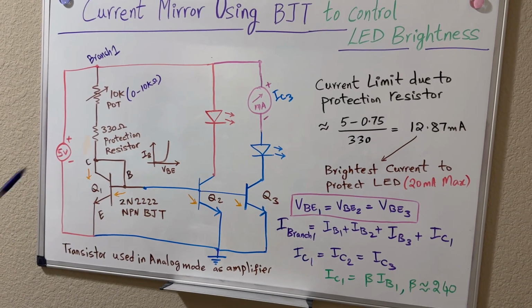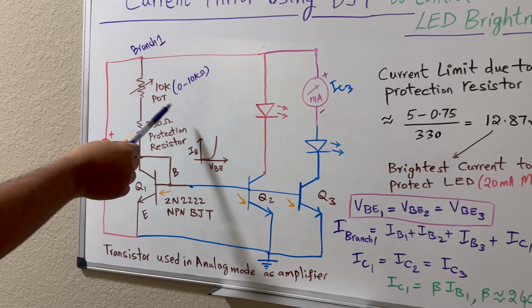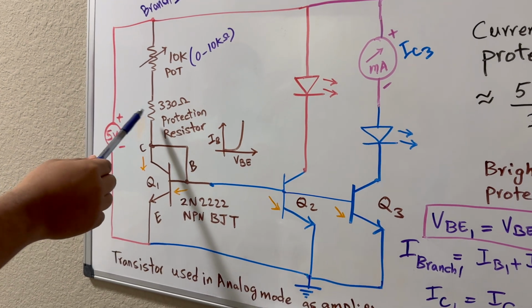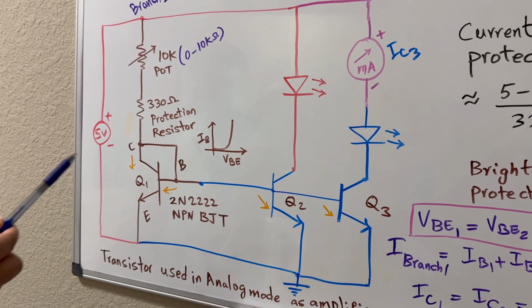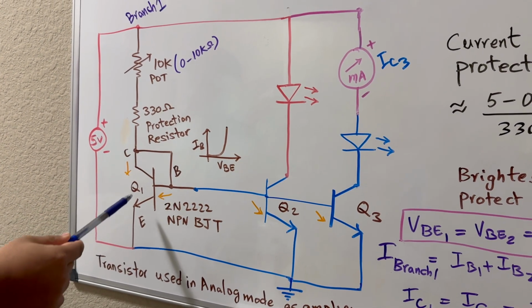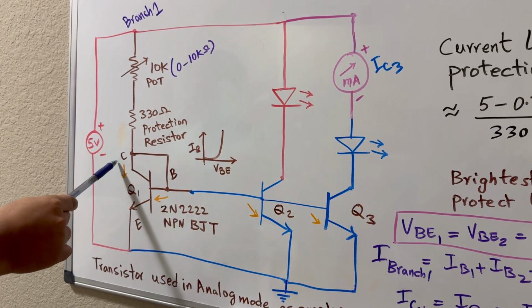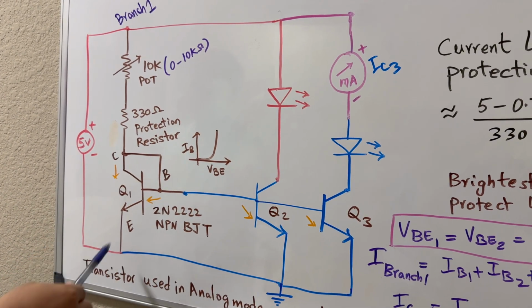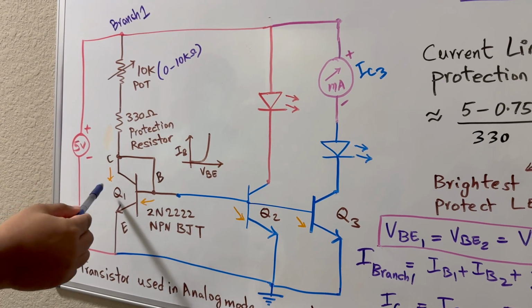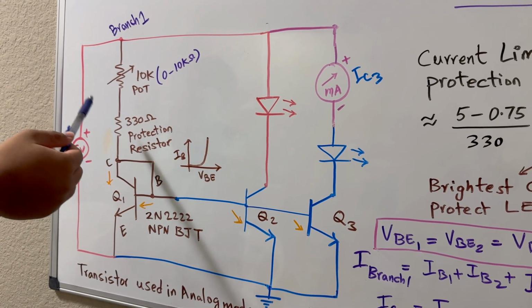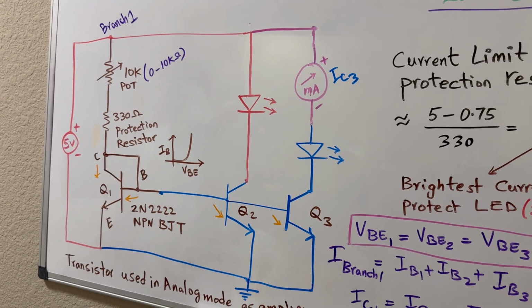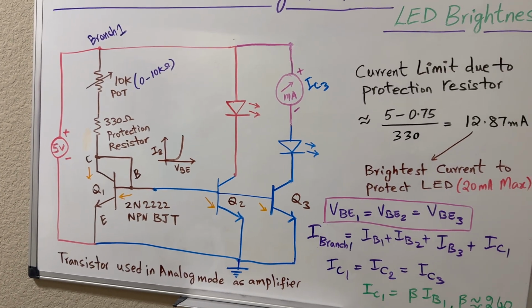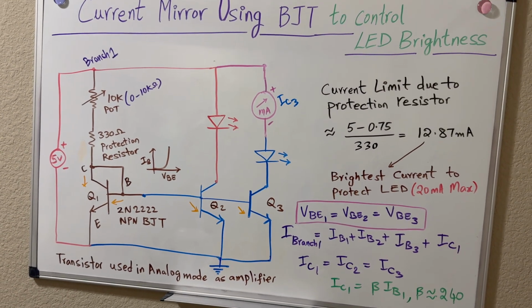So on this first branch, we have a 0 to 10K potentiometer. And we also have a 330 ohm protection resistor. And with this transistor here, we're linking the collector and the base together. So the base-emitter voltage is the same as the voltage on the collector that's being controlled by the 10K potentiometer. And so by changing the voltage that's here, we also limit the amount of current that's able to flow through here.